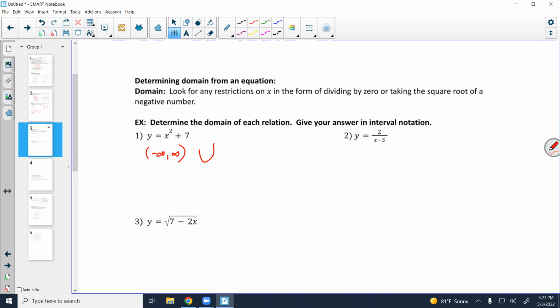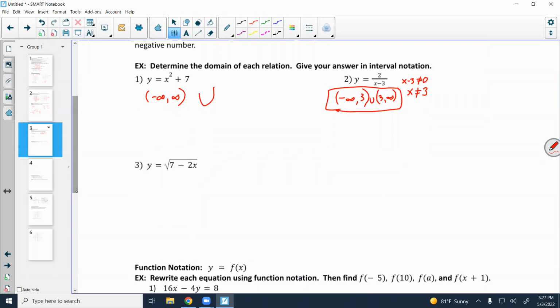Now, what do I have going on here? Well, x minus 3 cannot equal 0. So x cannot equal 3. Now, the way to write this, we start at negative infinity and we go to 3. 3 is not included. So we union that with, again, 3 to infinity. This is how we show that it's all reals but 3. Well, it says interval notation, so we'll do that.